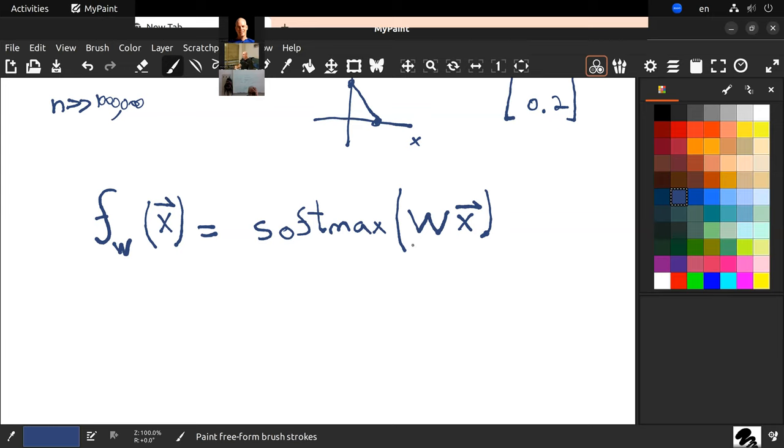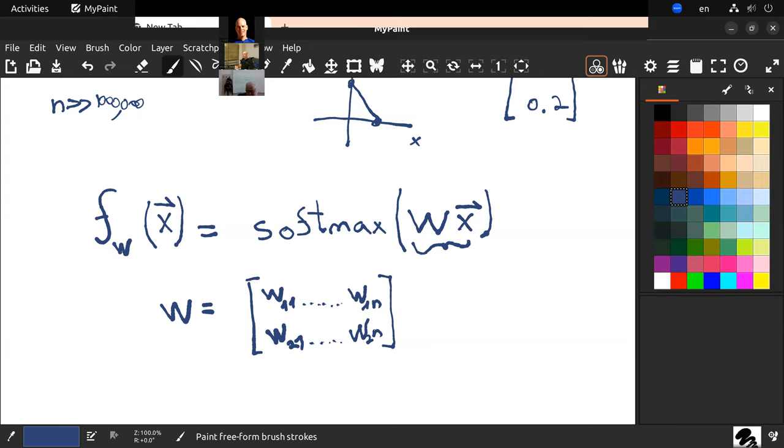So this is a linear transformation, right? A matrix that multiplies a vector, and W is a matrix that looks like that. It's a 2×n matrix, right? W1,1, W2,1, W1,n, W2,n. How many little W's like that do we have? Many of them, right? Like 2 millions, or if n is more than a million, 2 times n, right?